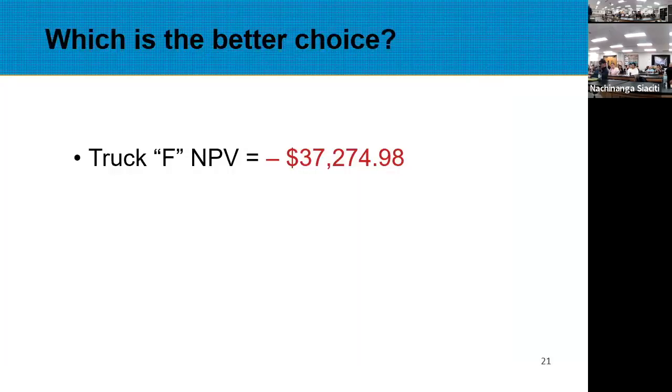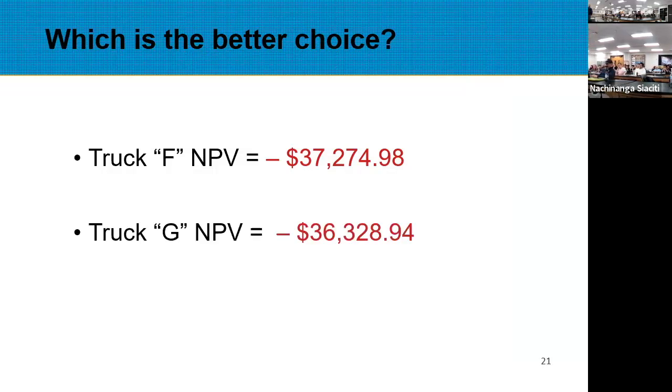The truck F, net present value negative $37,000. Truck G, negative $36,000. Which truck would you pick? From a financial point? Toyota. Yeah, Toyota would be an option. But that's not included in what I'm doing here.